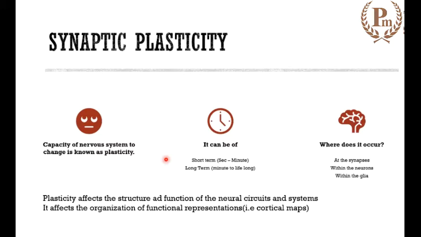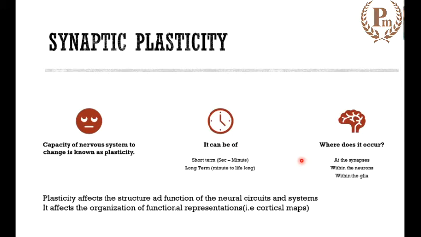It can be short term, where it stays on for seconds to minutes, or it can be long term, where it may continue for minutes to lifelong. Where does it occur? Obviously, the name suggests it is synaptic plasticity, so it occurs at the synapses. And what is a synapse? A synapse is a junction between two neurons.